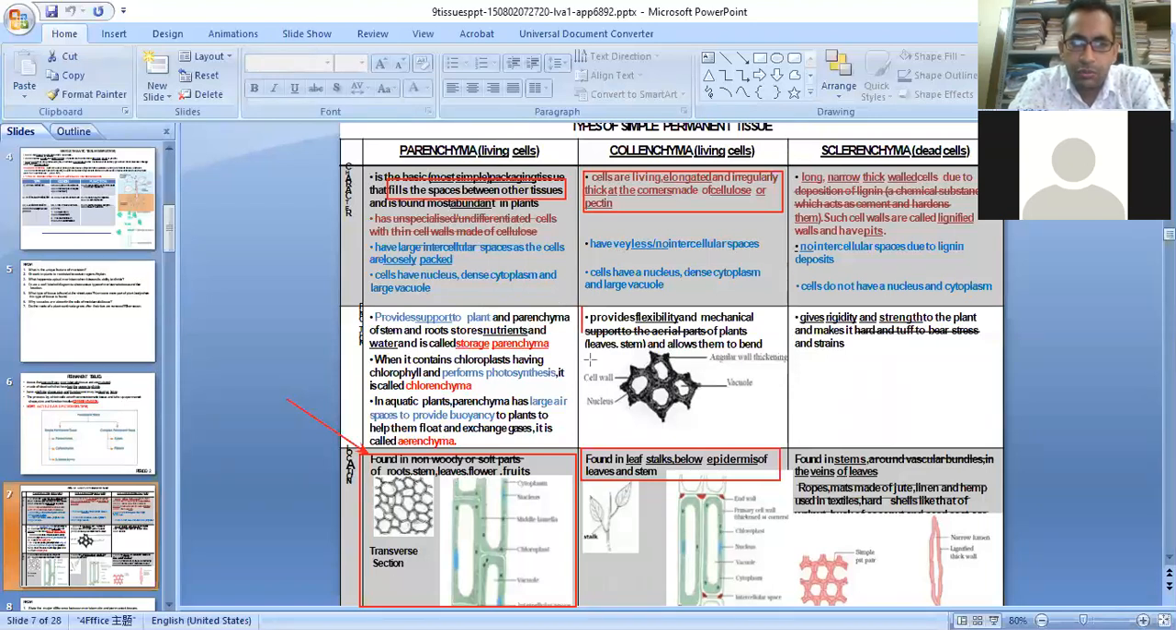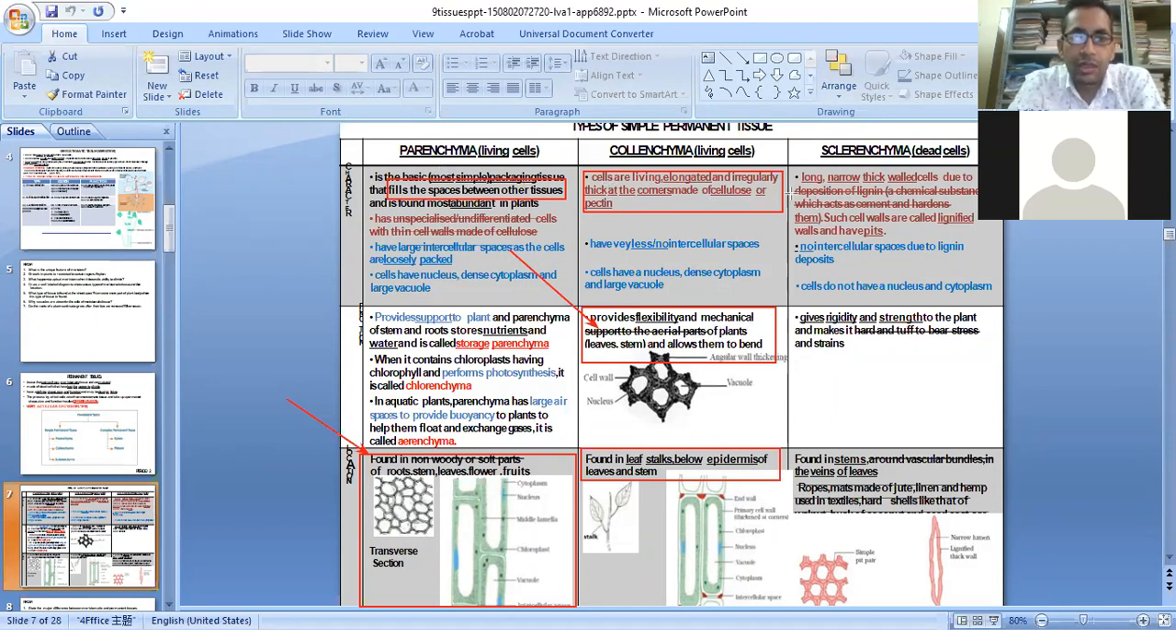They are there to provide flexibility. This is an important part. This is an important point. The parenchyma are there to fill the empty spaces, and these collenchyma are there to provide flexibility. You need to remember in very short, then only you will be able to remember.